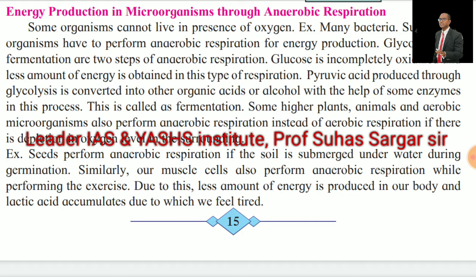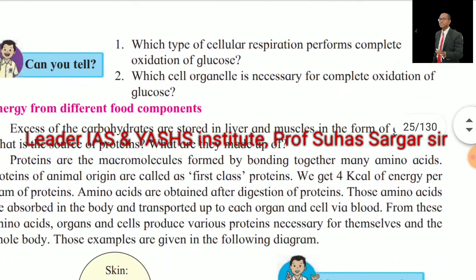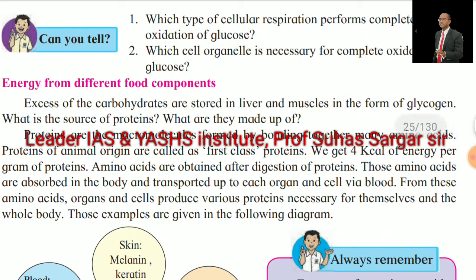Some higher plants, animals, and aerobic microorganisms also perform anaerobic respiration instead of aerobic respiration if there is a depletion of oxygen level in the surroundings. Example: seeds perform anaerobic respiration if the soil is submerged under water during germination. Similarly, our muscle cells also perform anaerobic respiration while exercising. Due to this, less energy is produced in our body and lactic acid accumulates, due to which we feel tired. Which type of cellular respiration performs complete oxidation of glucose? Which cell organelles are necessary for complete oxidation of glucose? Can you tell?